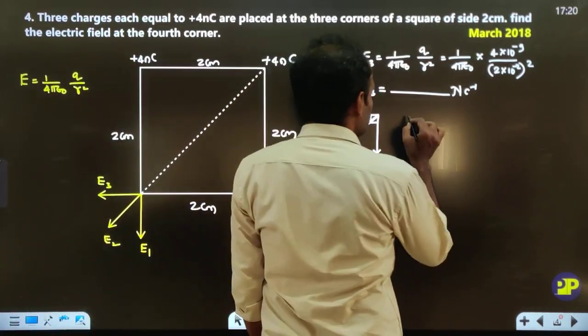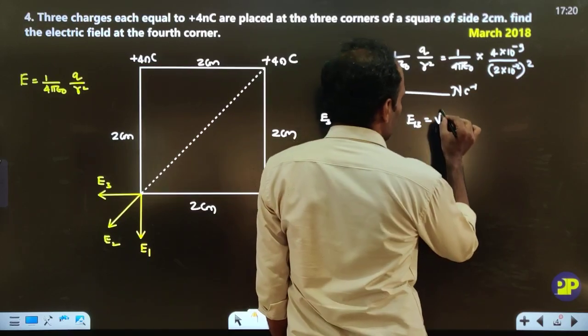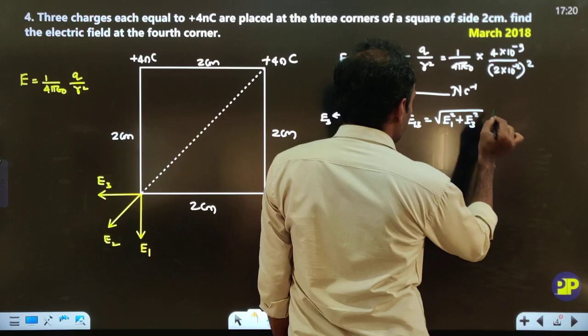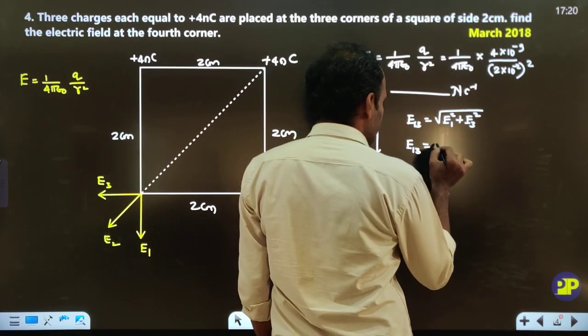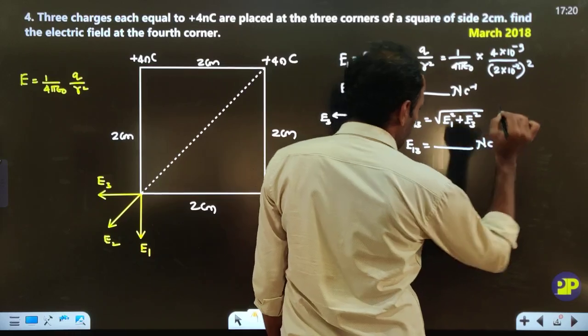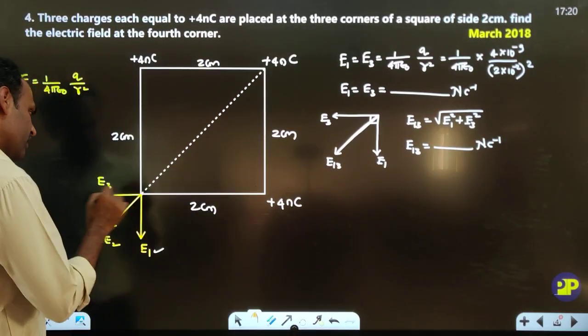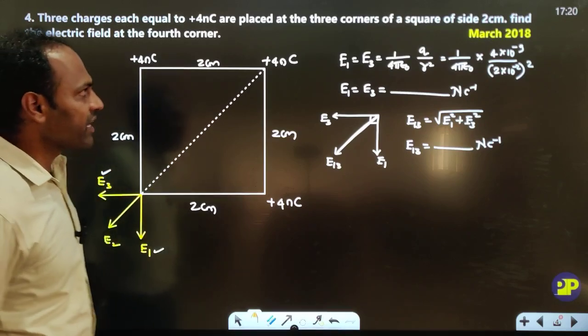So first you calculate this E13. How to calculate E13? E13 is equal to root of E1 square plus E3 square, because they both are perpendicular. So here you will get E13, and write the SI unit Newton per coulomb. Okay, we got the resultant of E1 and E3. Chalo, E1 is done, E3 is done. Next, we have to go for E2 now. Okay, how to find E2 now?